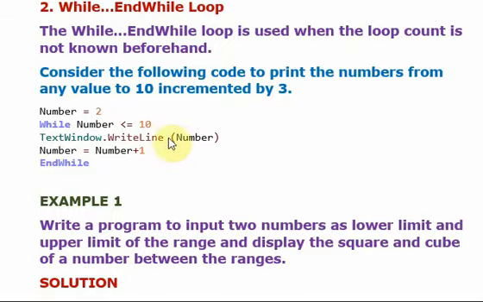So it will print the first number because it is holding 2, then 2 plus 1 is 3, then again it goes and checks the condition: 3 is less than or equal to 10, still it is matching, then it will print. Likewise up to 10 it will print.